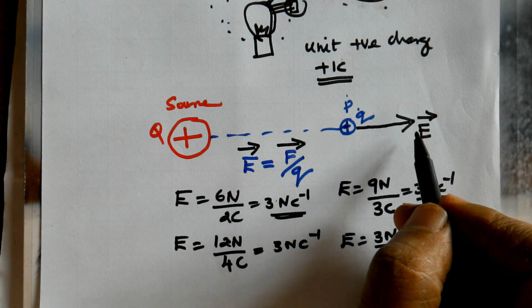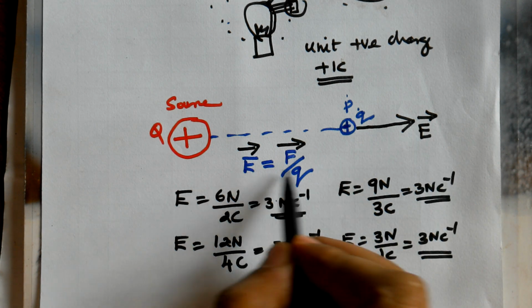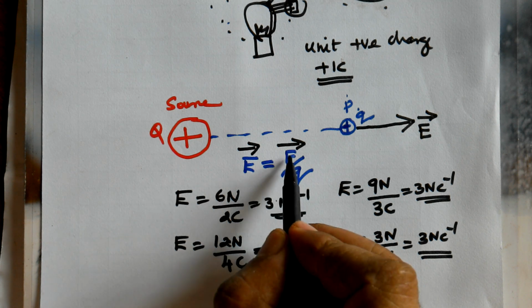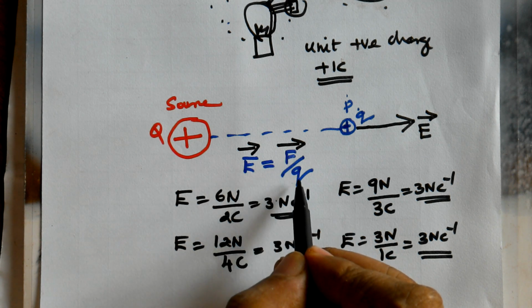Now, what is the SI unit of electric field? Very simple. Look into the formula, and do not memorize it by heart. Simply remember electric field as the force experienced by a unit positive charge kept at a point.